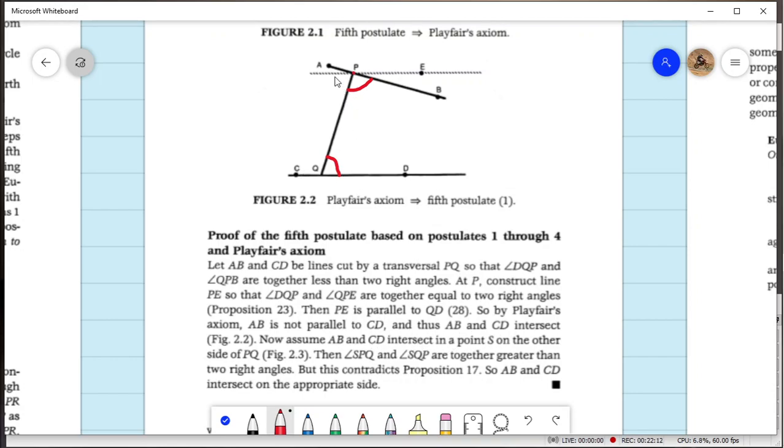Thus, this line AB should intersect CD at a certain point. Suppose that they intersect at a point S on the other side, not on this side. Suppose that the intersection would not be on this side here, but on this side here. So this line will connect that way. So there's a point S there.